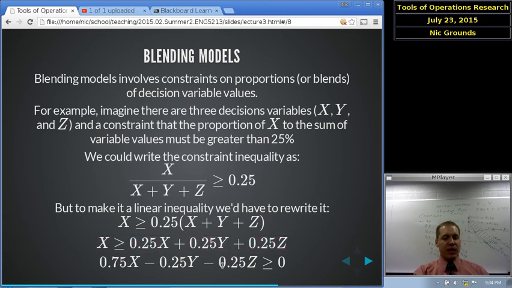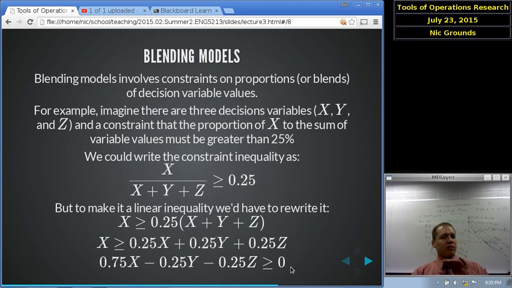And then you could manipulate that, because we like all the decision variables to be on one side of the inequality. We can manipulate that to say 3/4 x minus a quarter y minus a quarter z has to be greater than or equal to 0. Just algebraically manipulating the equation.